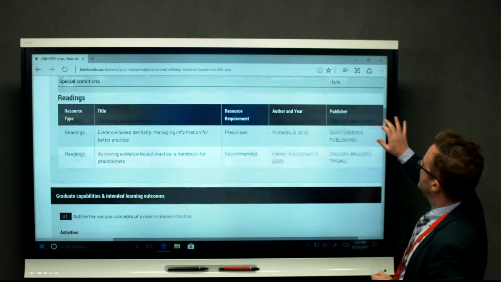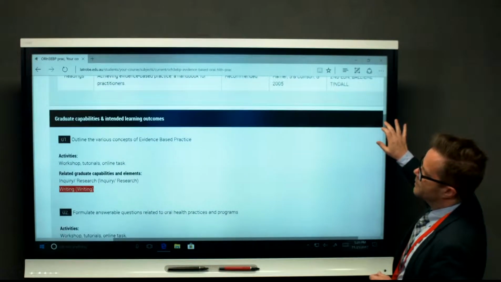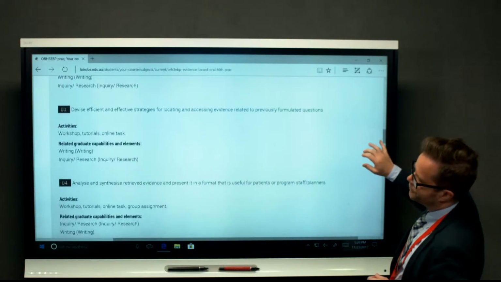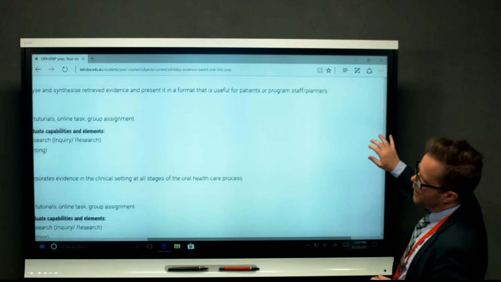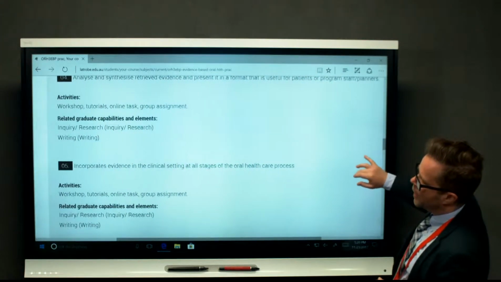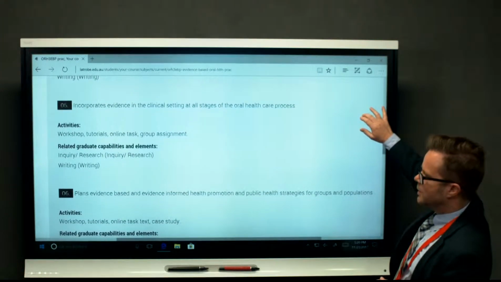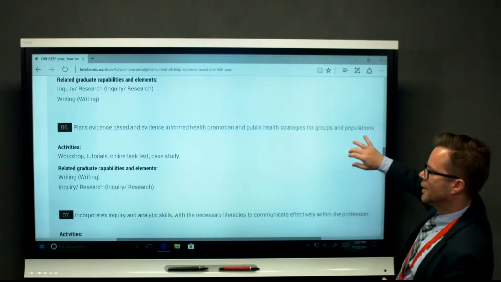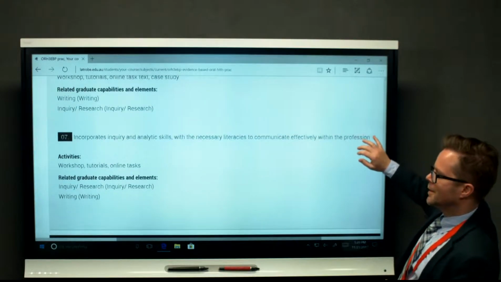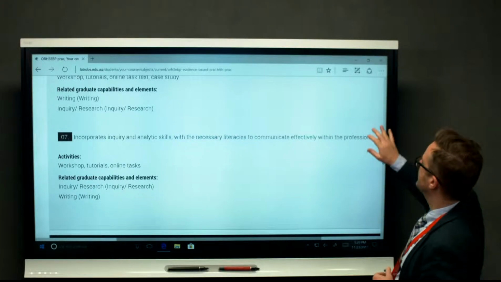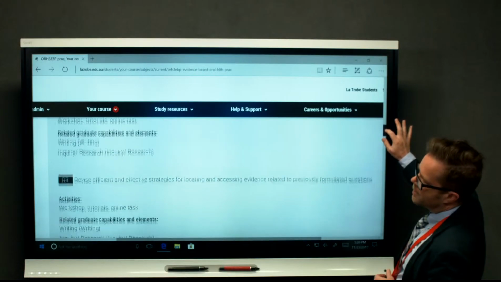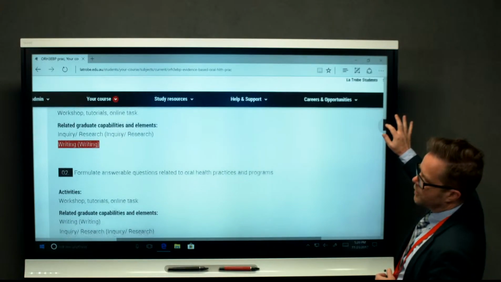Let's have a look now at the learning outcomes, and you'll be pleased to know that there are only 6 learning outcomes. No, I beg your pardon. There are 7 learning outcomes. So 7 things that you need to be able to do, say, and value by the end of the subject. Let's have a look at each of these in turn.